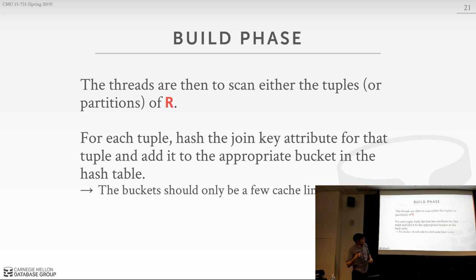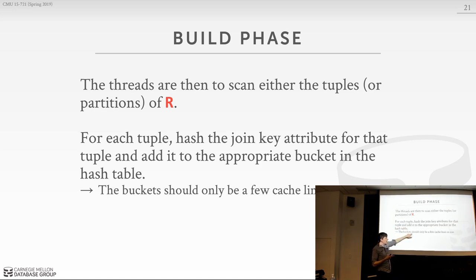So the idea here is that we're going to scan through with multiple threads on our outer relation R, and for every single tuple, we're going to hash it on our join key, and it has to be the same hash function we used in the partition phase, and the same hashing function we're going to use in the probe phase. Everything has to be the same. And then we find what bucket the tuple should exist in our hash table, and add it to that.